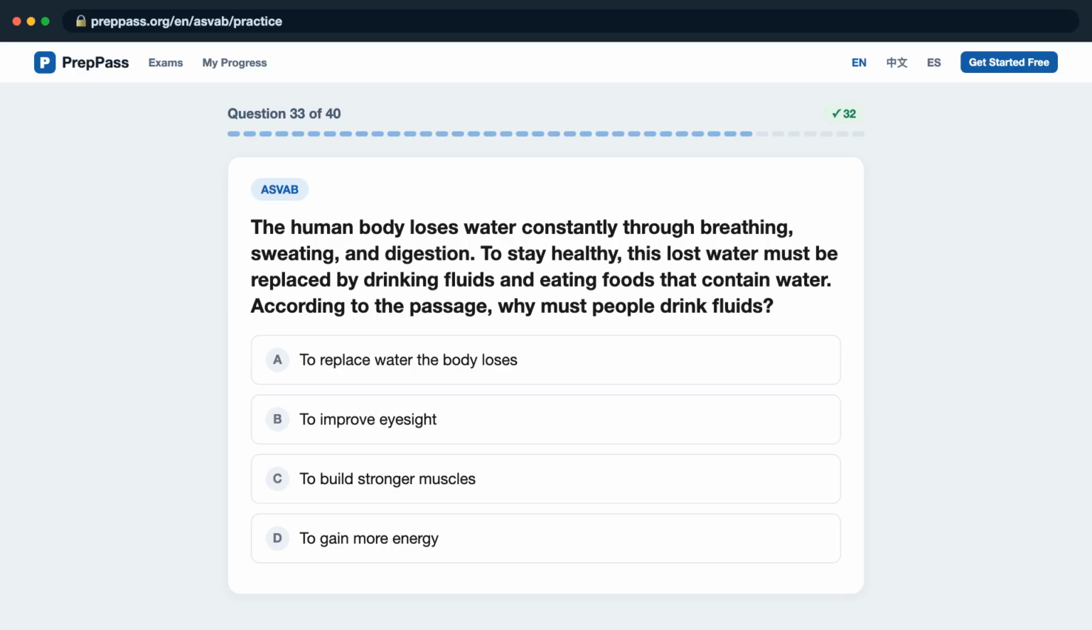Question 33. The human body loses water constantly through breathing, sweating, and digestion. To stay healthy, this lost water must be replaced by drinking fluids and eating foods that contain water. According to the passage, why must people drink fluids? Is it A, to replace water the body loses? B, to improve eyesight? C, to build stronger muscles? D, to gain more energy?